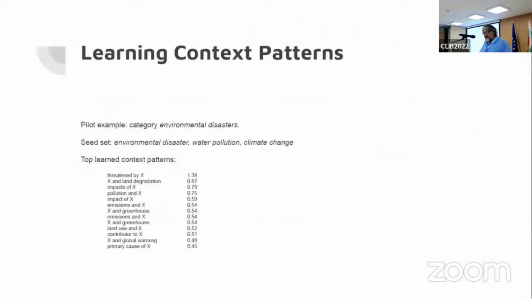So I'll give an example of what they look like. For the category environmental disaster, the seed set is environmental disaster, the concept itself, water pollution, and climate change. So let's say these three terms. This is a real example. And then the system learns these contextual patterns: threatened by disaster, land degradation, impacts of disaster, pollution and disaster, impact of disaster, emissions.